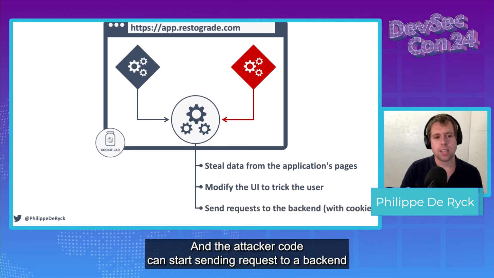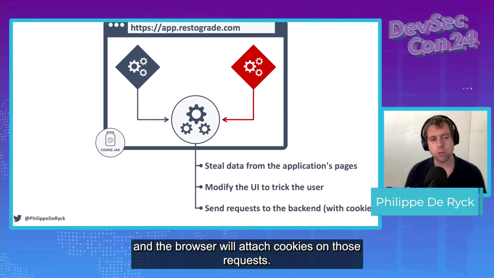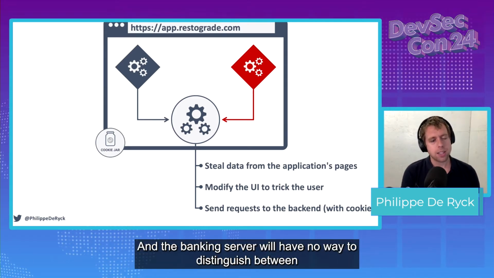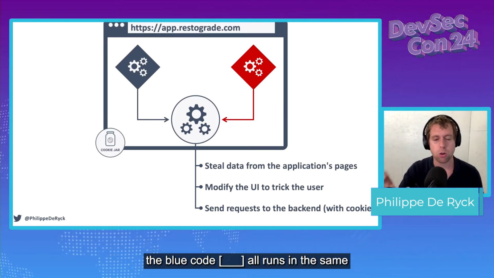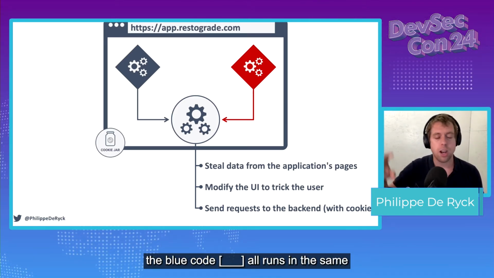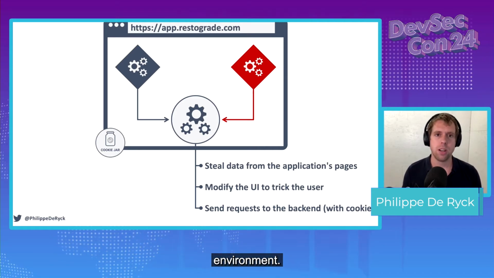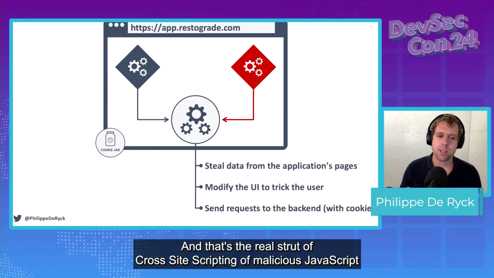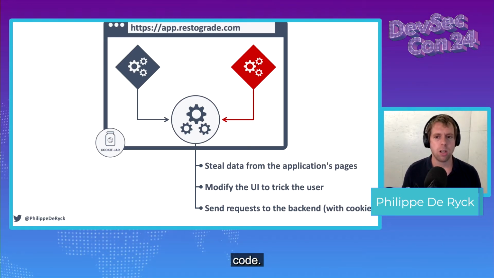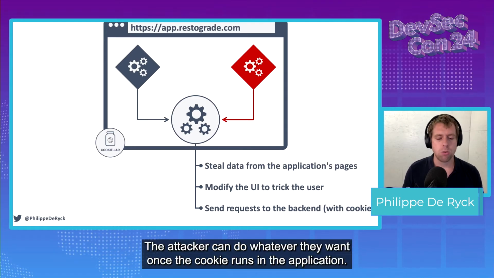And the attacker code can start sending requests to a backend, and the browser will attach cookies on those requests. And the backend server will have no way to distinguish between a request coming from the red code, the malicious code, or the blue code, the non-malicious code, because it all runs in the same environment. And that's the real threat of cross-site scripting, of malicious JavaScript code. The attacker can do whatever they want once the code runs in the application.